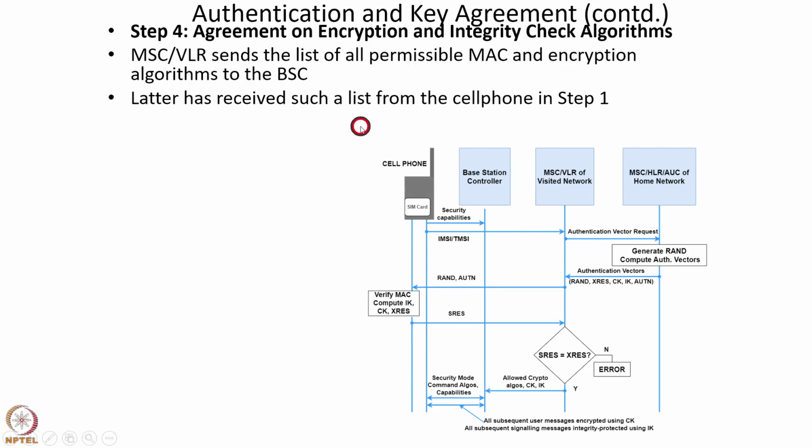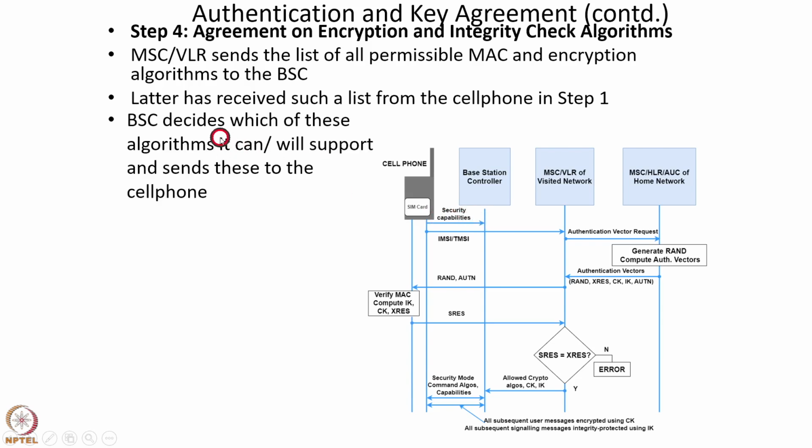The BSC has already received such a list from the cell phone in step 1, that was shown by this arrow. The security capabilities were sent from the cell phone to the BSC. The BSC decides which of these algorithms it can or will support and sends these to the cell phone. So that is shown in this step. The BSC sends the algorithms that it wants to support to the cell phone.